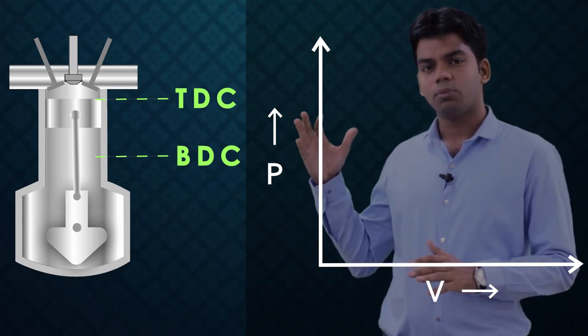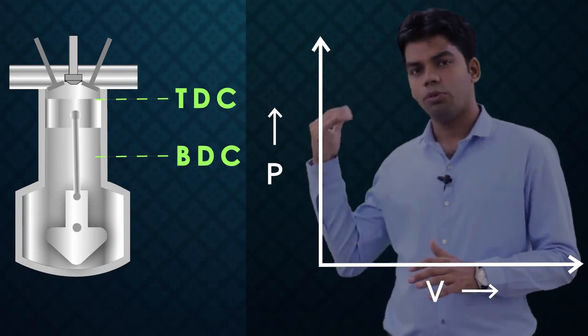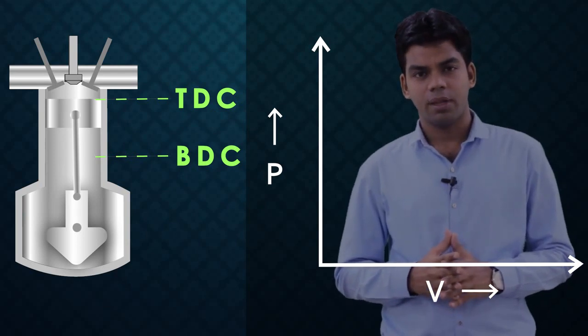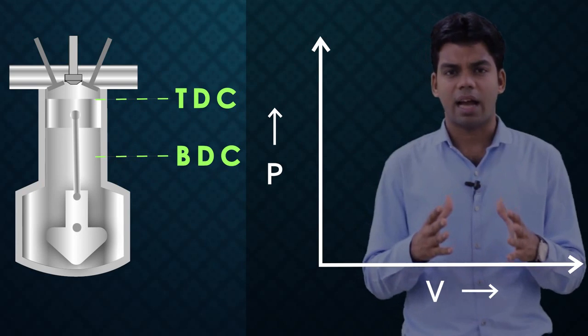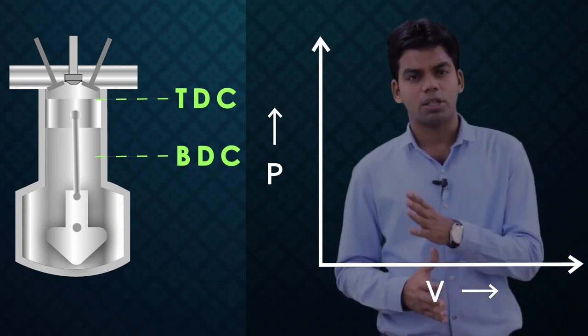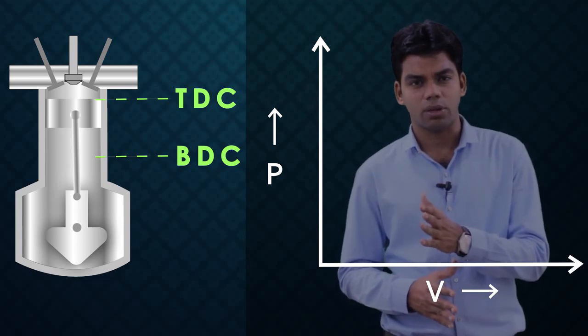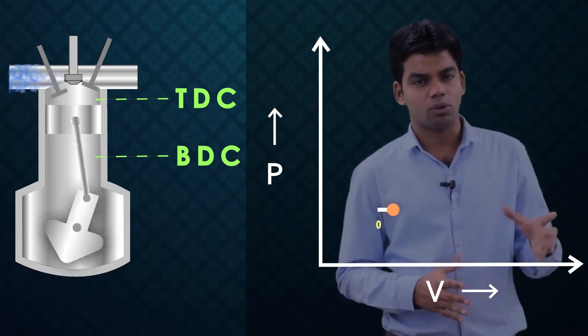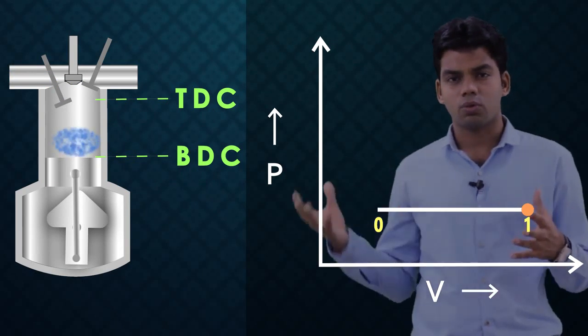Now, as the piston moves from TDC to BDC, you can see the volume inside the cylinder is increasing. The pressure is almost constant. Here, as I told you, we are discussing the ideal Otto cycle only. The pressure is almost constant, the piston is moving from TDC to BDC, and the volume is increasing. So, it will travel from 0 to 1. Now, this was the suction stroke.